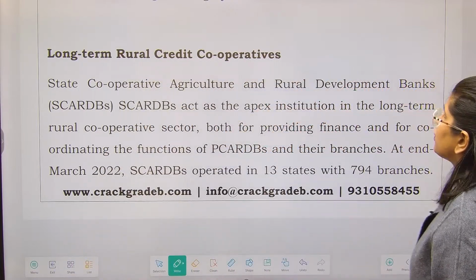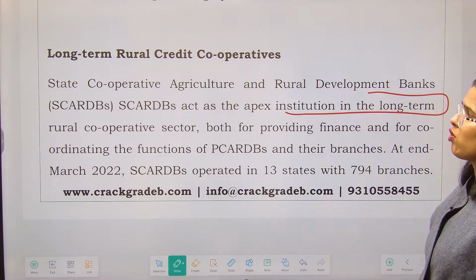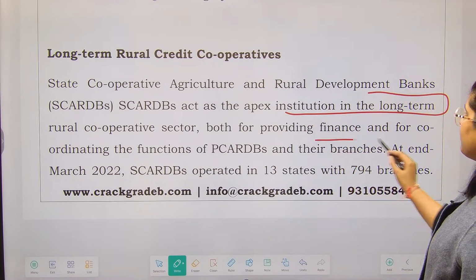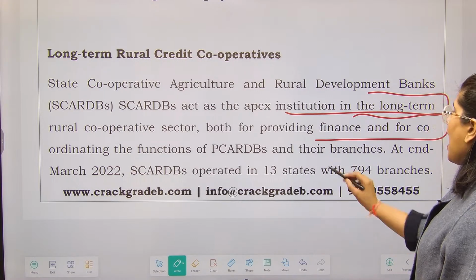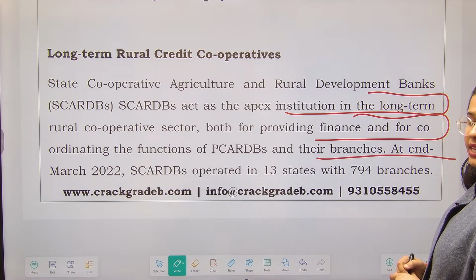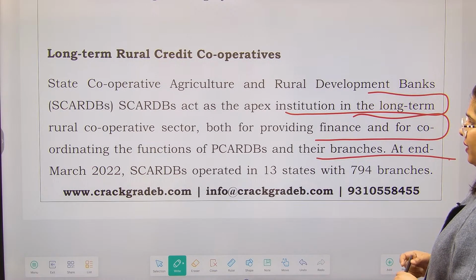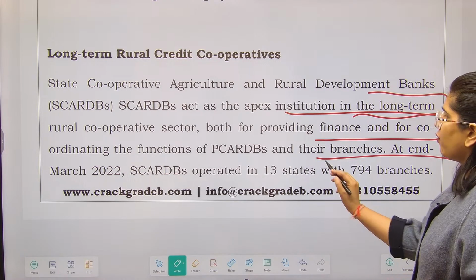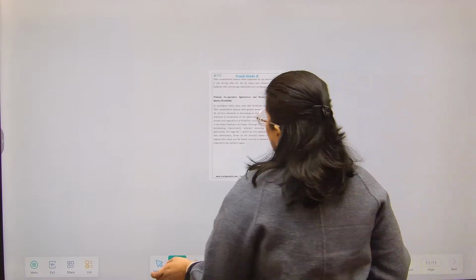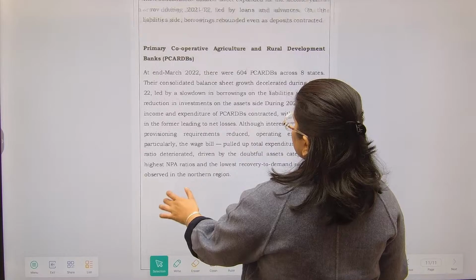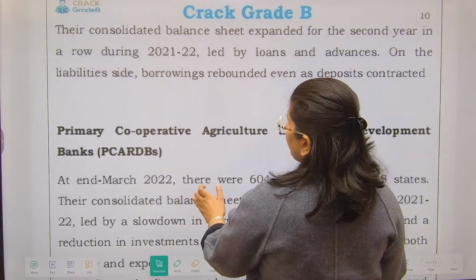State Cooperative Agriculture Rural Development Banks are the apex institution in the long term rural cooperatives, both for providing finance as well as for coordinating the functions of the primary level and their branches. If we see data wise, at the end of March 2022, the state cooperative agriculture rural development banks operated in 13 states with 794 branches. Their consolidated balance sheet has expanded in the second year. On the liability side, the borrowings have rebounded.